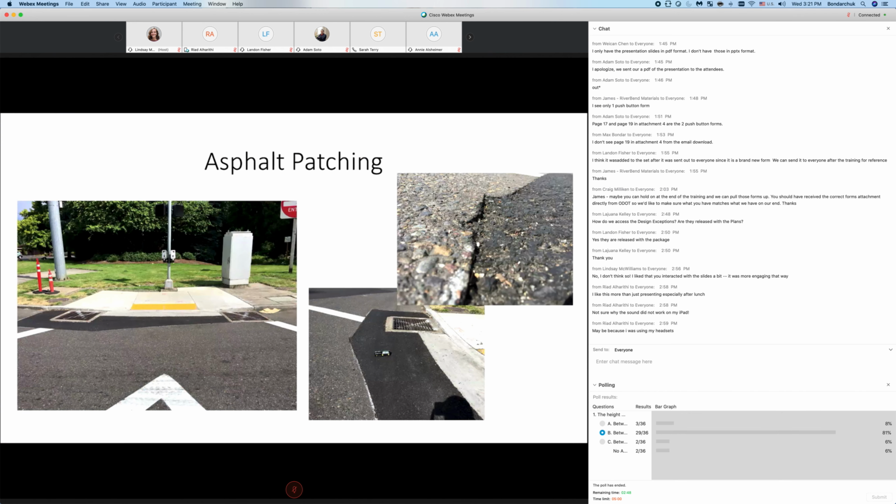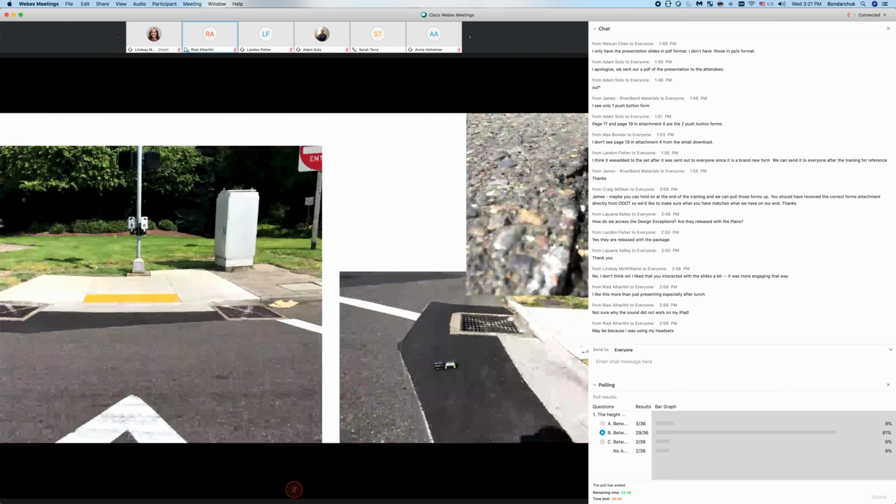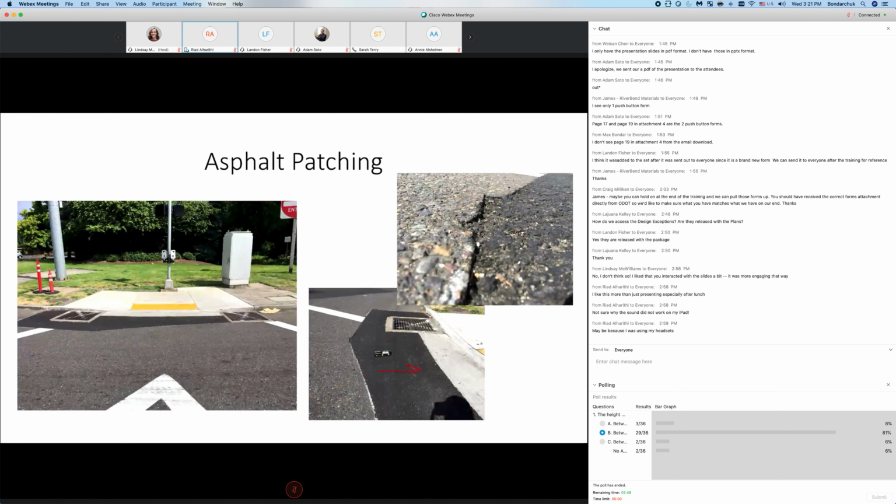Asphalt patching, I'm not sure if I went a little bit off the presentation today. I'm not sure if Adam or Landon covered this. But there are new criteria coming up from ODOT regarding the asphalt patching, regarding the slope of it, and I understand it will be added to the new inspection forms: the slope of the patch across the slope should not be worse than the existing roadway slope.